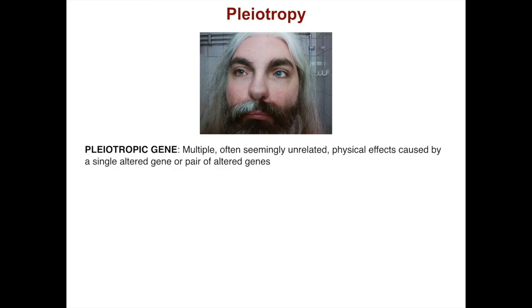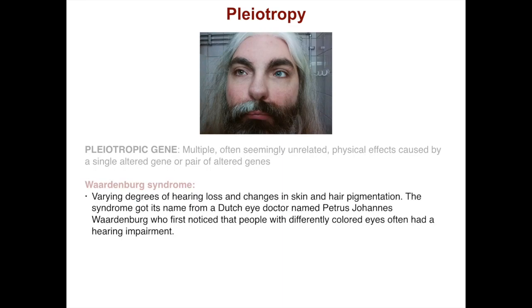A pleiotropic gene: multiple, often seemingly unrelated physical effects are caused by a single altered gene or pair of altered genes. Waardenburg Syndrome is a very clear example of this. So you get varying degrees of hearing loss and changes in skin and hair pigmentation, as is shown above. The syndrome got its name from a Dutch eye doctor named Petrus Johannes Waardenburg, who first noticed that people with differently colored eyes often had a hearing impairment.